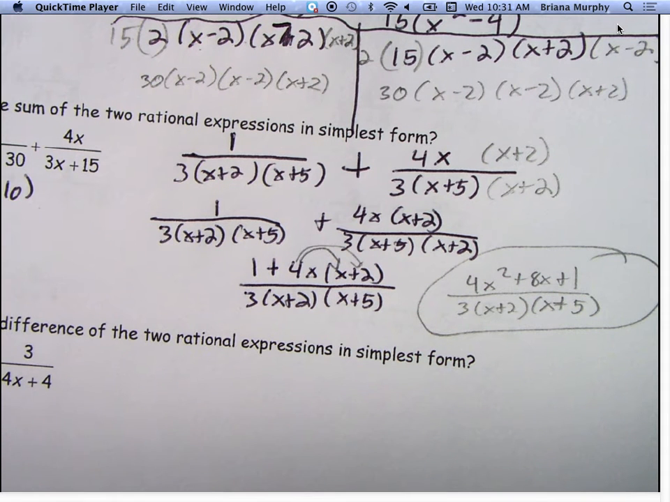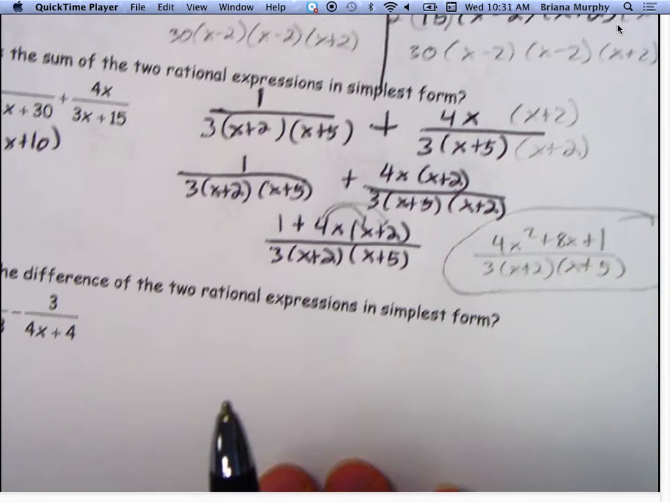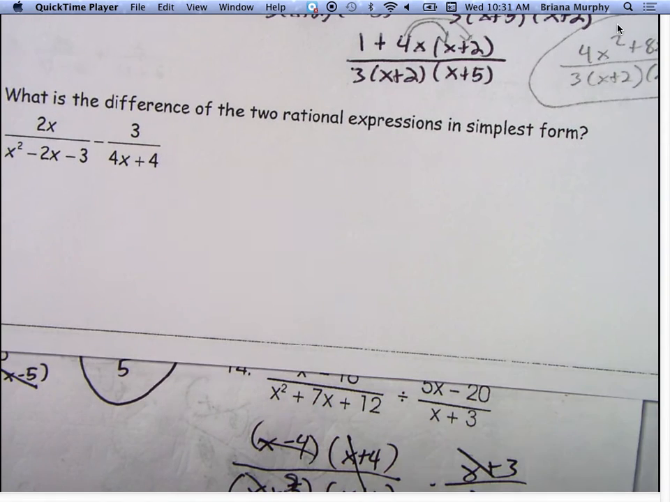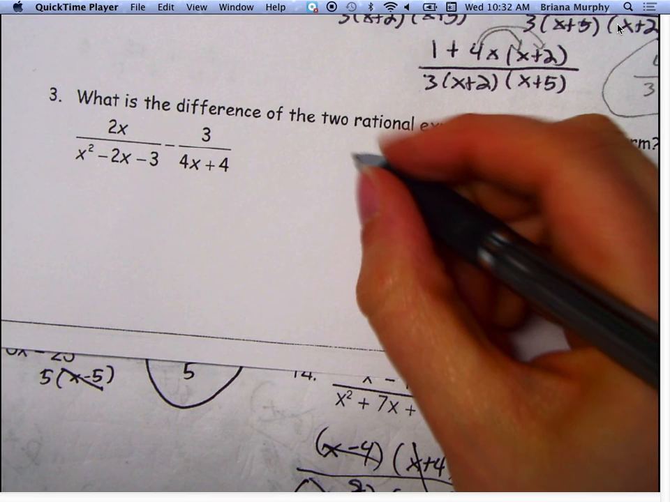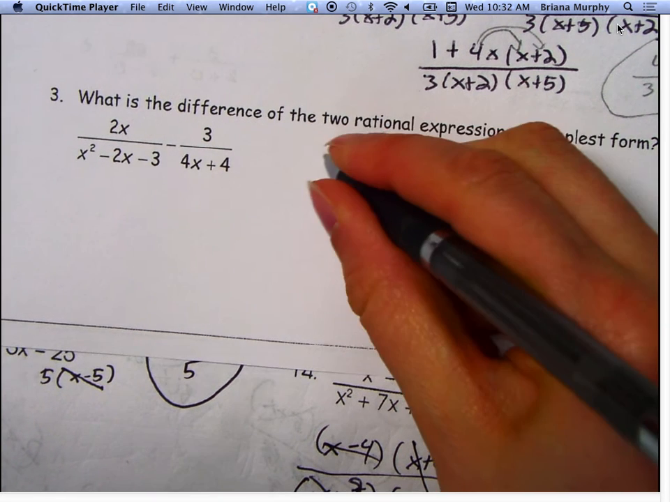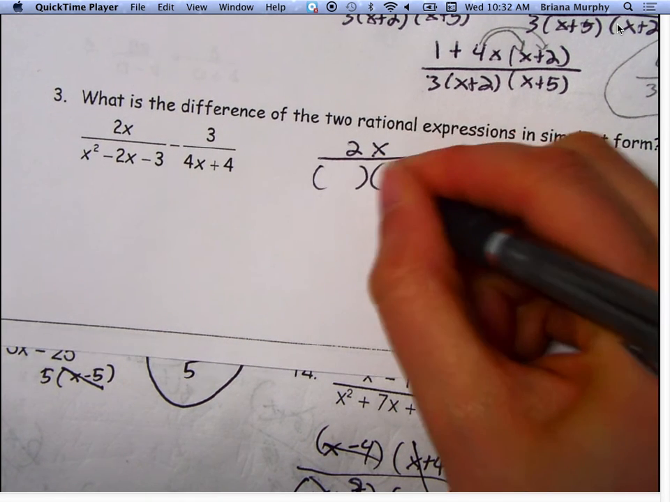All right, let's look at the next one. Number 3. Can I change the top at all? Is that factorable at all? No, so I'm just going to leave it as 2x. What about the bottom? What am I going to get?